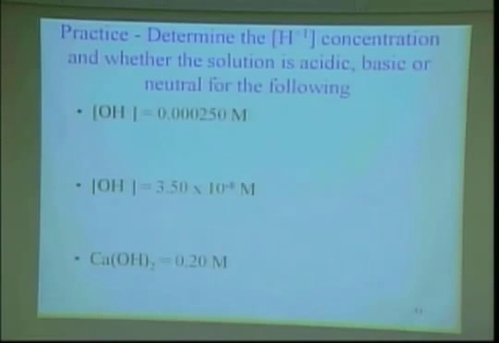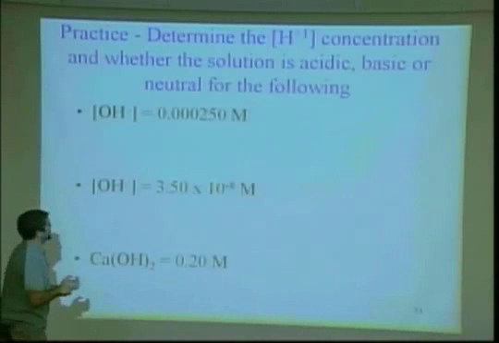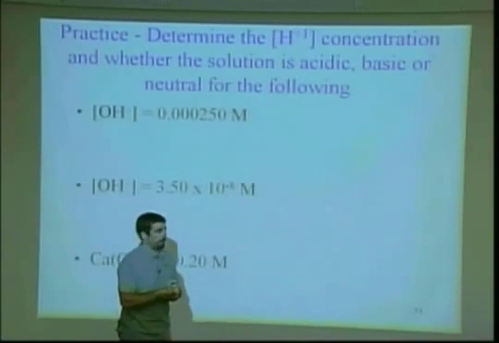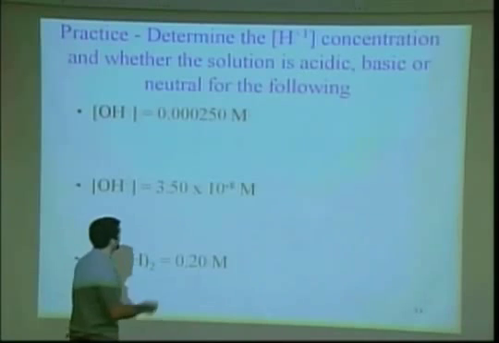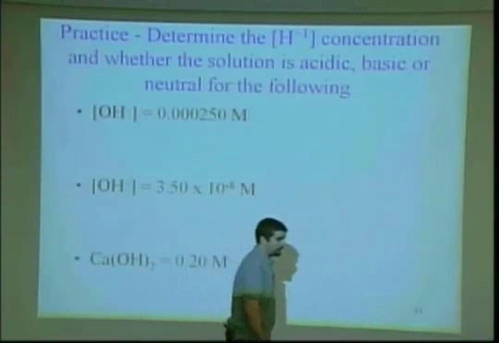All right. Determine the hydrogen concentration and whether the solution is acidic, basic, or neutral for the following. So let's make sure we know how to do this. If we have a hydroxide ion concentration, this is easy because you don't have to figure out what dissociates or anything like that, like you do down here. I'm telling you that the hydroxide ion concentration is 0.000250 molar. How do I go about calculating the concentration of hydrogen?